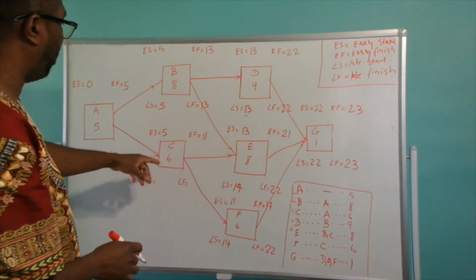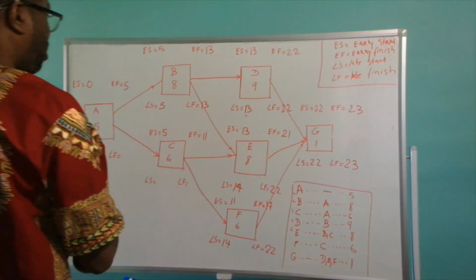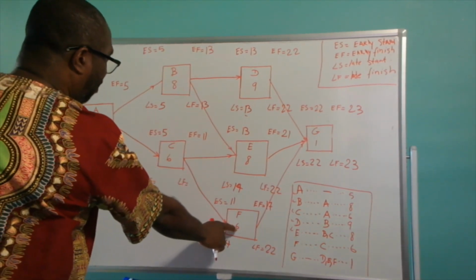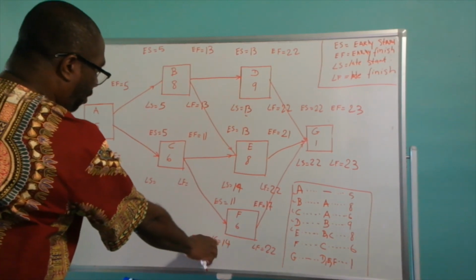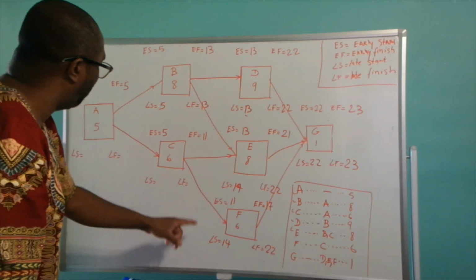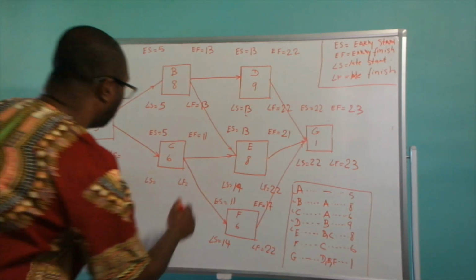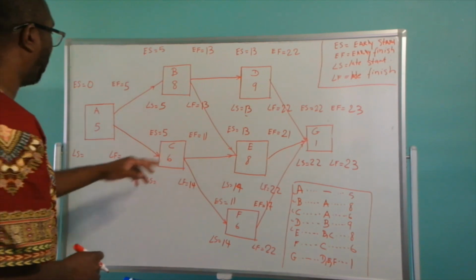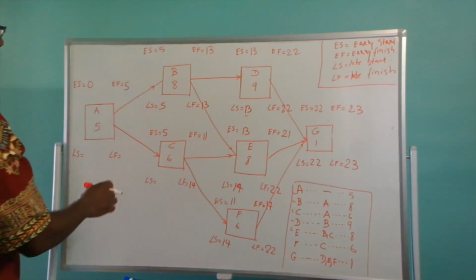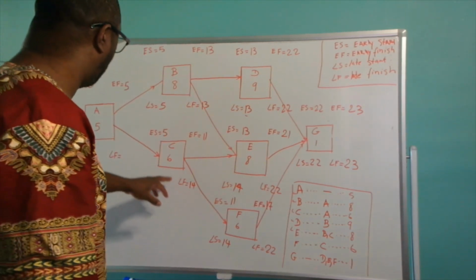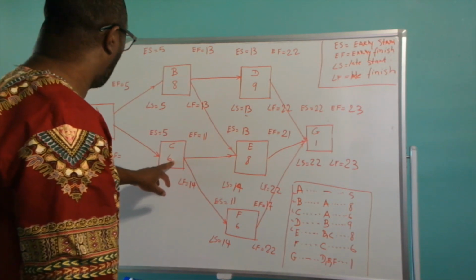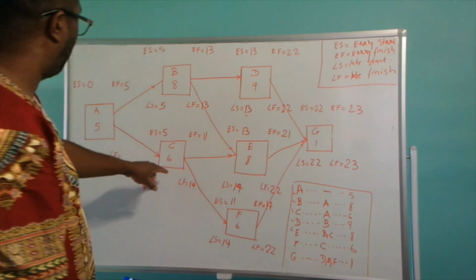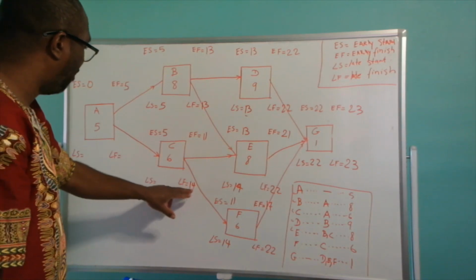Now activity C, we know that activity C comes out of activity F. So activity F has a late start of 14 days, so that's going to be the late finish of activity C. So we are going to subtract the duration here, 6 days, from the late finish of our activity.